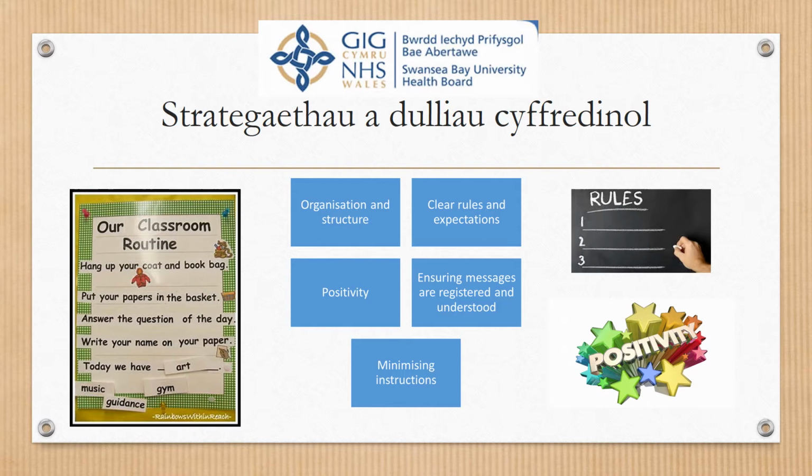It's also important to have clear rules and expectations. You can display the rules clearly on the wall to remind children, and make sure that the rules are unambiguous and written positively. For example, instead of saying no shouting out, say we put our hands up when we want to speak. You can also display the day's lessons on the board, and be consistent, firm, fair, patient, and give constant feedback and rewards for positive behaviour.